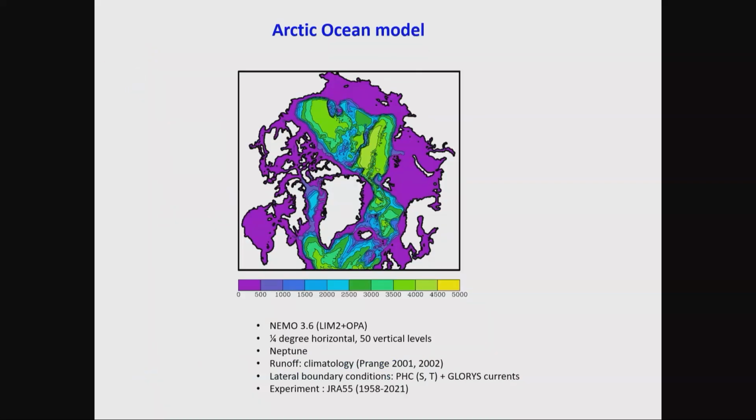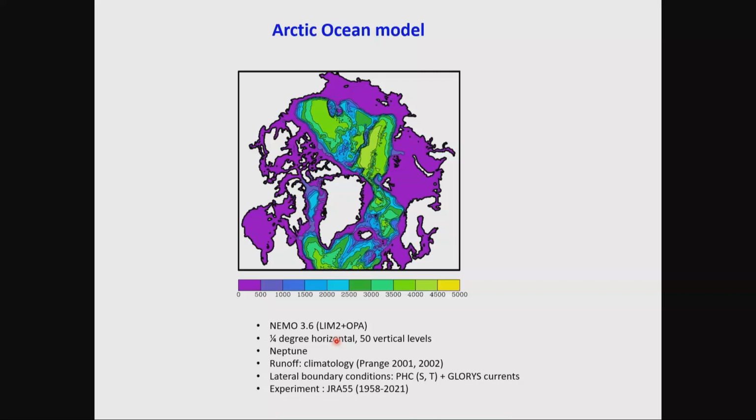To understand the decadal variations of Atlantic water inflow through Fram Strait, we set up an ocean model based on NEMO 3.6. Its ocean component is OPA and its ice component is NEM2. It has a quarter-degree horizontal resolution and 50 vertical levels. We also apply Neptune skin to better represent the Atlantic water circulation in the central Arctic Ocean.